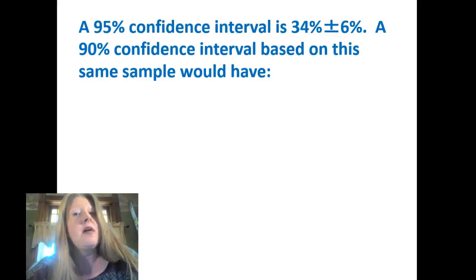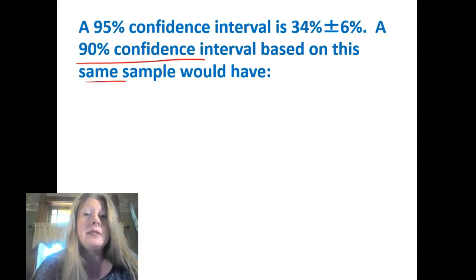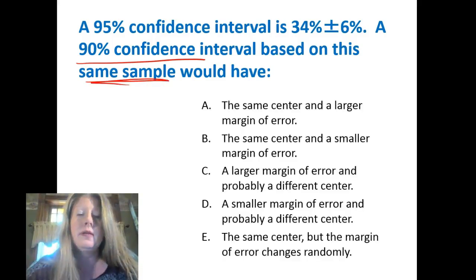A 95% confidence interval is 34% plus or minus 6%. A 90% interval based on the same sample would have what? Again, look through your options. I'm hoping that you're saying that B would be the answer.